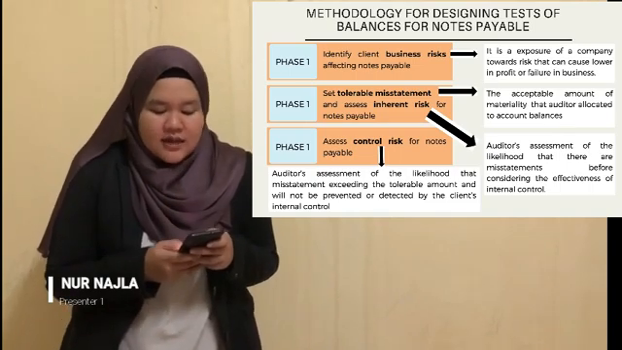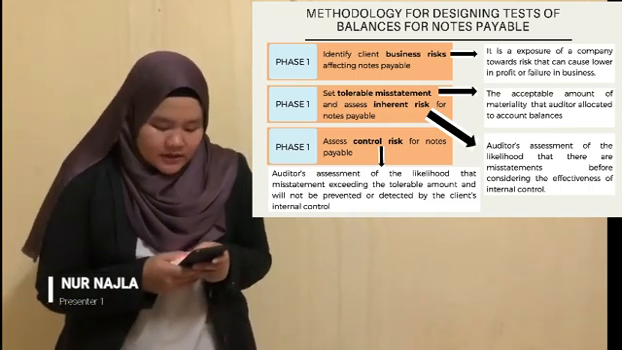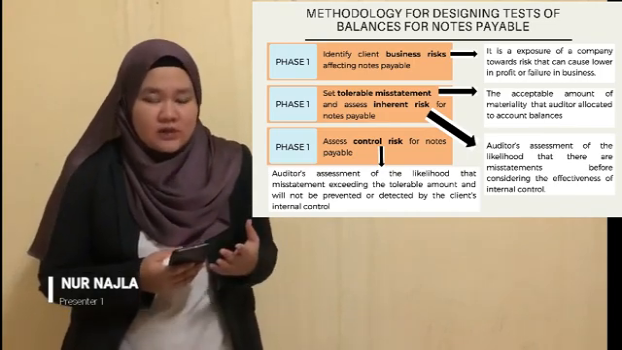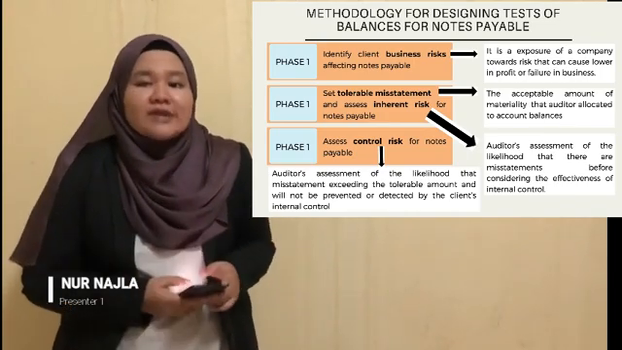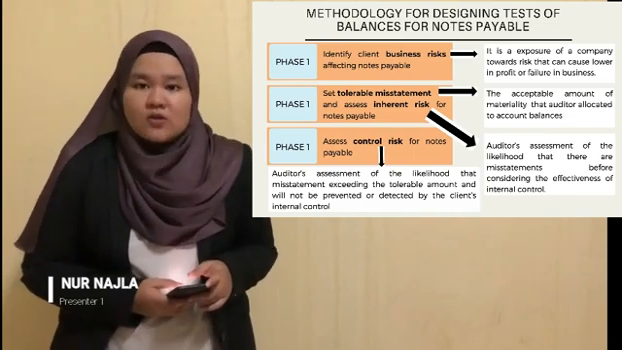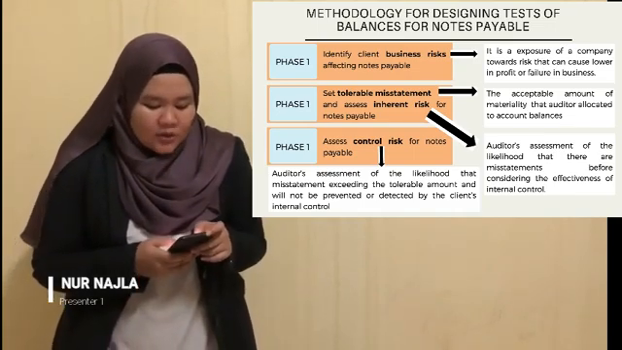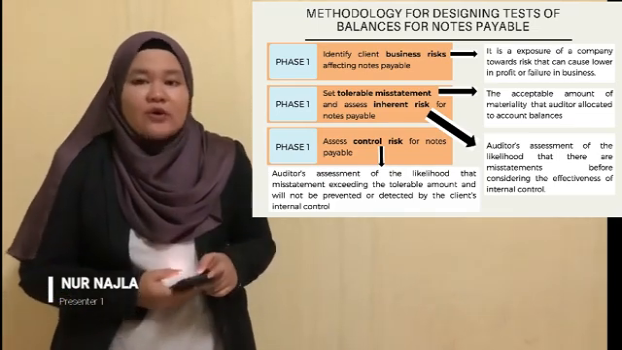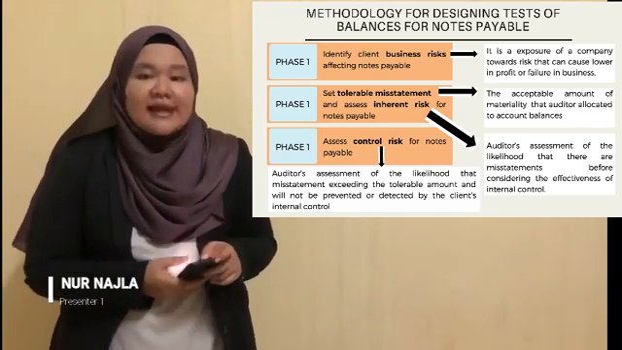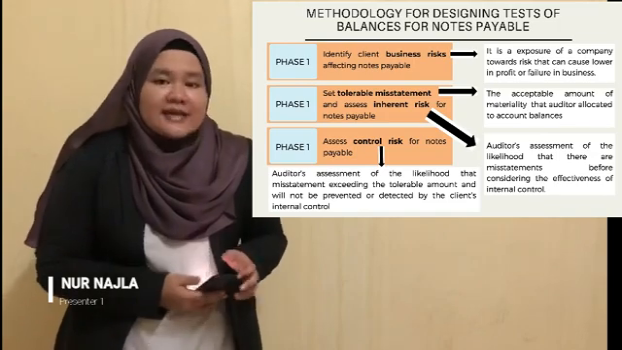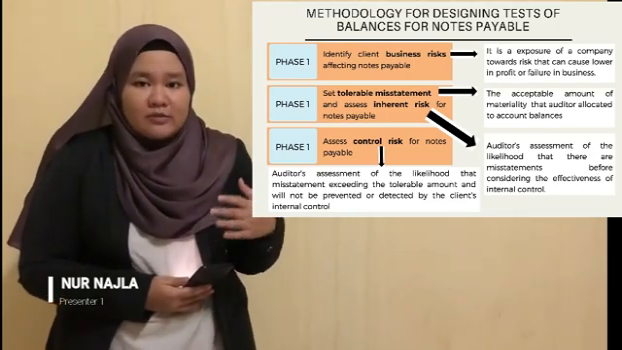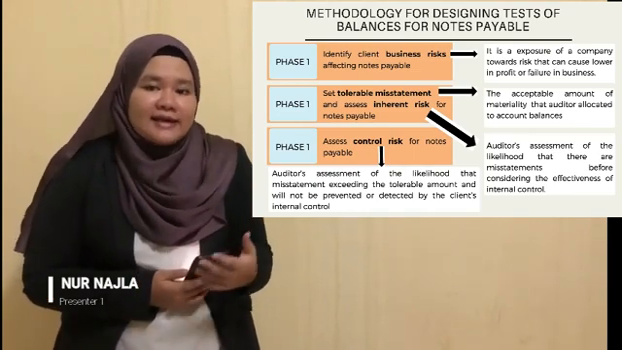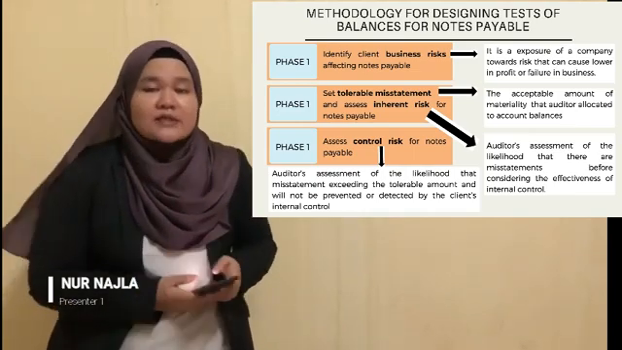Inherent risk is the auditor's assessment of the likelihood of misstatement before considering the effectiveness of internal control. And lastly, we have control risk, which is also an auditor's assessment of the likelihood that a misstatement exceeding the tolerable amount cannot be prevented or detected by the client's internal control. We will proceed to the next slide.